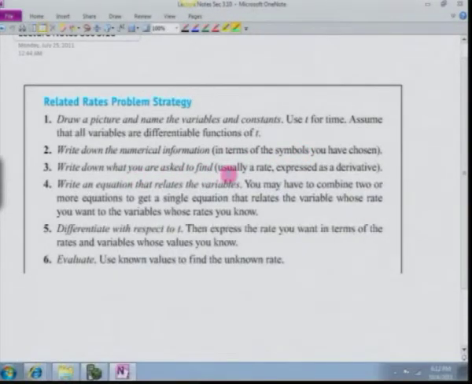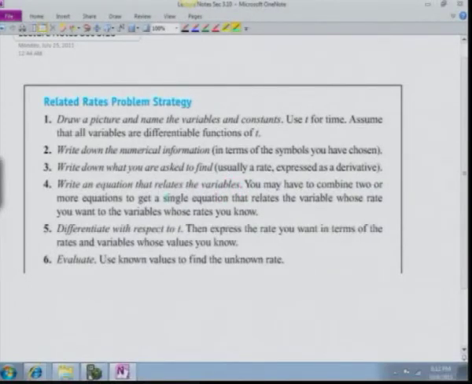Write down what you're asked to find. You need to be able to read this and say, oh, it's saying how fast is the radius changing. So you're asked to find dr dt. So when it asks about a rate, how something's changing, it's a something dt. Okay? Then you'll write an equation that relates the variables.